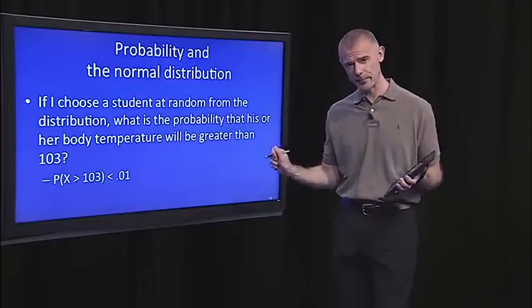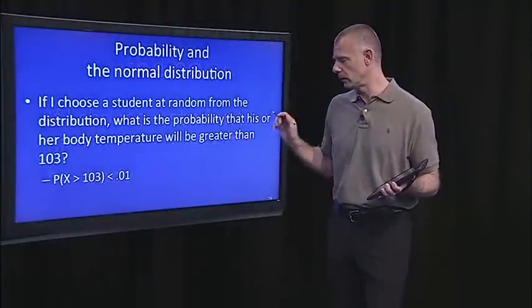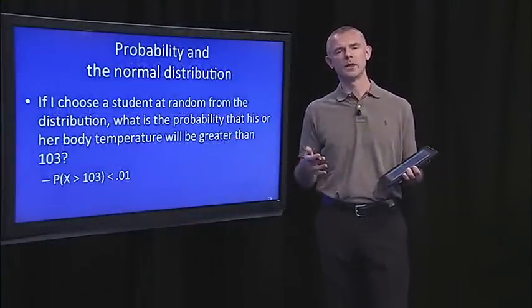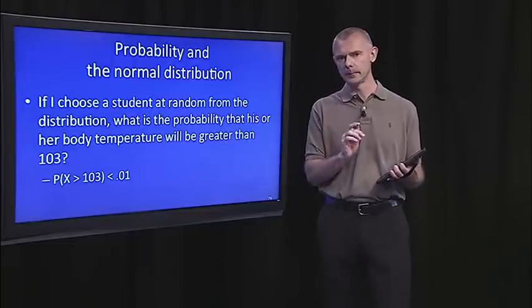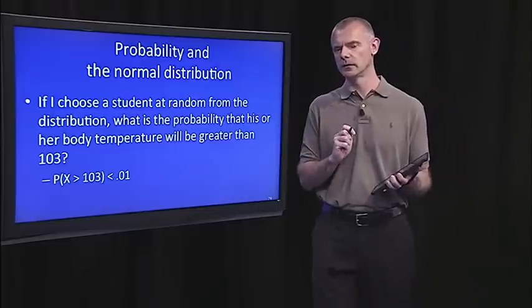What's the probability of that happening? Well, that corresponds to a z-score of about 4. That's way off into the tail of the normal distribution. So the probability of that happening is less than 0.01. It's extremely unlikely, given the assumption that everybody's healthy. That's exactly what we're going to do in inferential statistics.